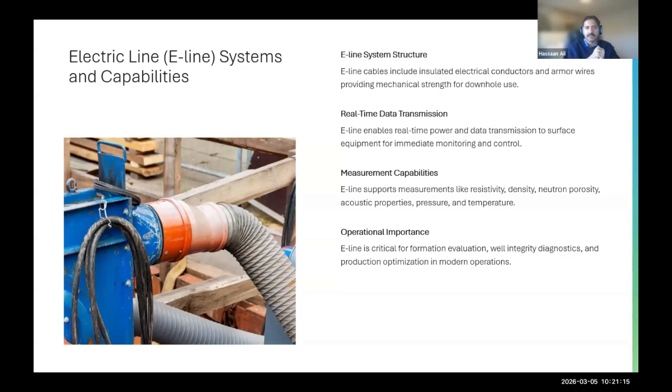So the E-line system will actually include an insulated electrical conductor and armor wires, providing mechanical strength for downhole tools. It gives you real-time data transmission with a lot of measurement capability as well, right? So with the E-line, you can support measurements like resistivity, density, neutron porosity, acoustic properties, pressure, and temperature. So if you have a pressure and temperature gauge that you are lowering downhole, it will be able to give you real-time measurements. So E-line is very critical for formation evaluation, well integrity diagnostics, and production optimization.